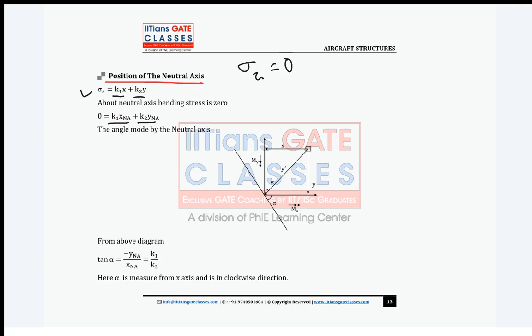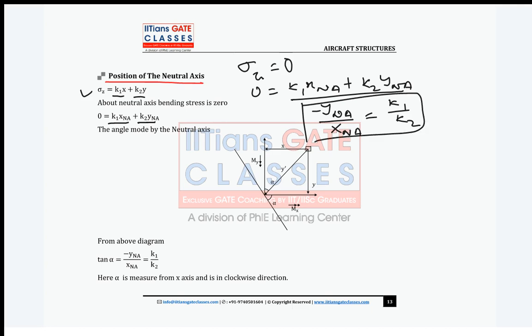So 0 equal to K1 into xNA plus K2 yNA, because you are writing your bending stress at neutral axis. That's why I have written coordinates xNA and yNA. Now guys, from this equation, if I write minus yNA upon xNA, how much do I get? I will get it as K1 by K2. Yes or no? Is this clear? Minus yNA upon xNA from this equation is K1 by K2.